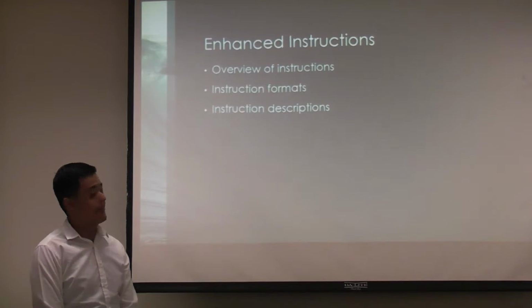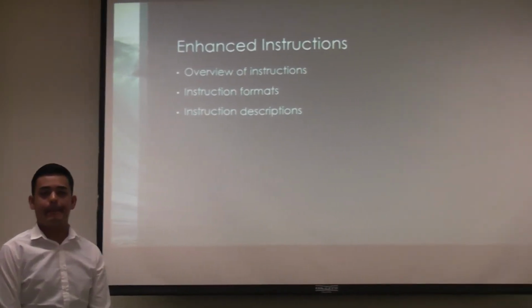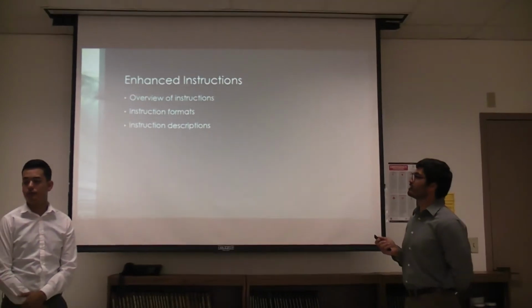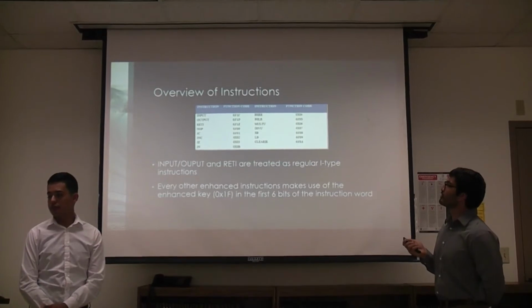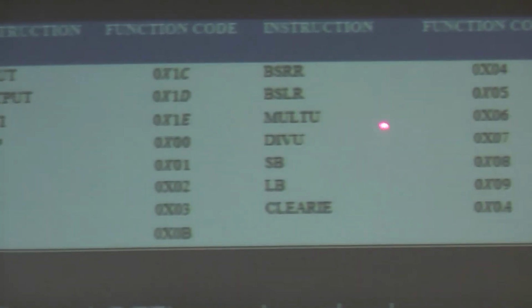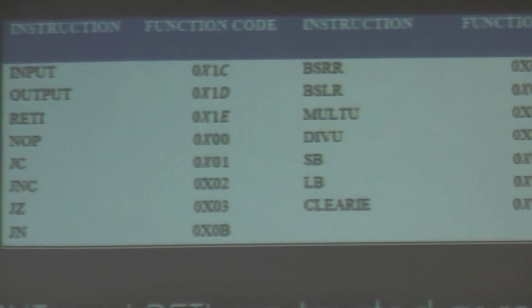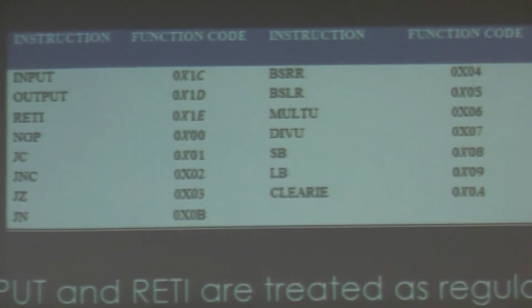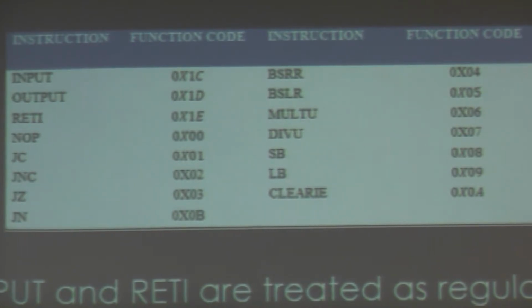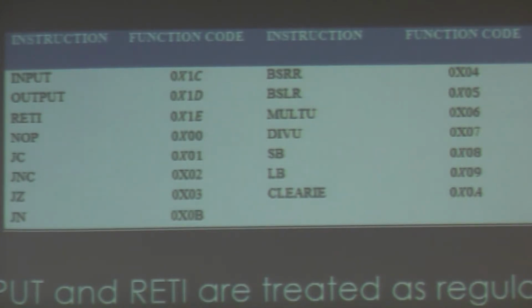Now we're going to go into our enhanced instructions, overview of instructions, instruction formats, and instruction descriptions. General overview of instructions. These are all of our enhanced instructions, and our baseline enhancements will be our input, output, and return I. They are treated as regular I types. Every other enhancement makes use of the enhanced key, which is 1F hex, which is 6 bits wide.